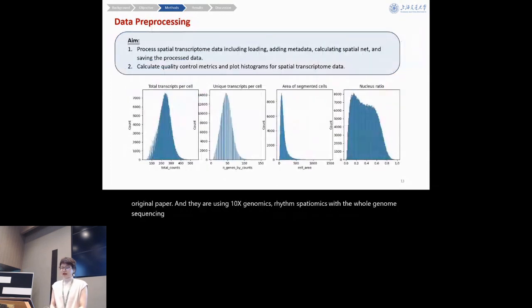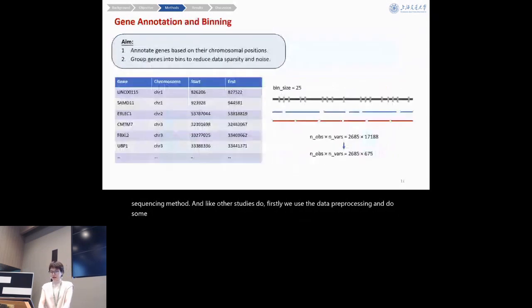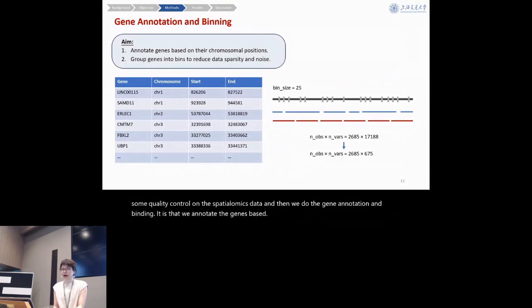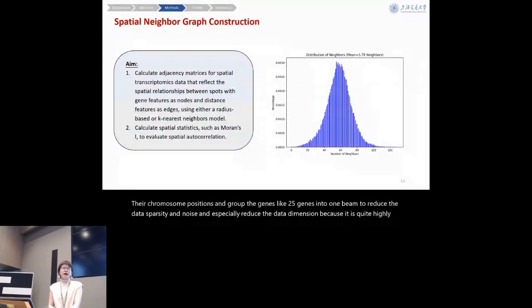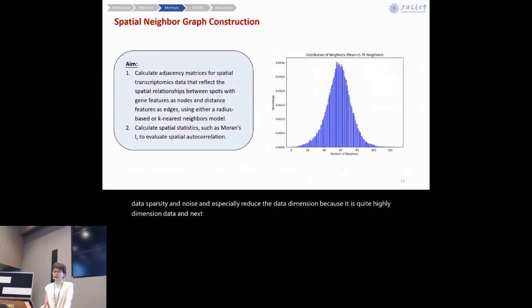And like other studies do, firstly, we use data pre-processing and do some quality control on the spatial omics data. And then we do the gene annotation and binning. That is, we annotate the genes based on their chromosome positions and group the genes, like 25 genes, into one bin to reduce the data sparsity and noise, and especially reduce the data dimension because it is quite highly dimensioned data. And next step, we construct the spatial neighbor graph.